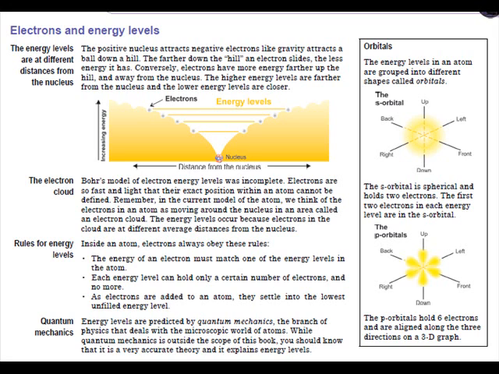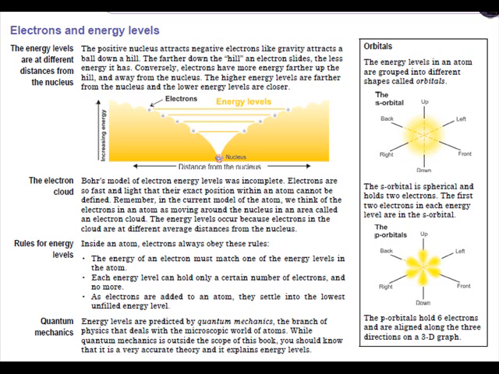Remember, in the current model of the atom, we think of the electrons in an atom as moving around the nucleus in an area called the electron cloud. The energy levels occur because electrons in the cloud are at different average distances from the nucleus. Inside an atom, electrons always obey these rules. The energy of an electron must match one of the energy levels in the atom. Each energy level can hold only a certain number of electrons and no more. As electrons are added to an atom, they settle into the lowest unfilled energy level.